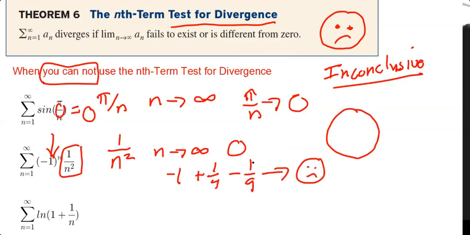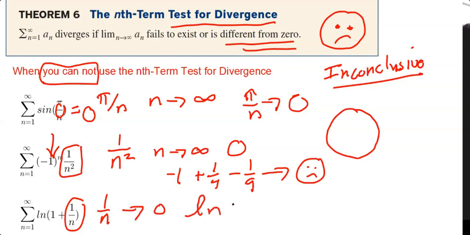They're positive and negative, fluctuating because of that -1 to the n, but they approach 0. So my limit of my nth term is not different than 0, is it? So again, this test cannot be used. That's why we have this title here. When you cannot use this test is when you have a limit of 0. Inconclusive. Okay. Ethan, 1 over n. See this piece right here? What does 1 over n do as we go to infinity? Goes to 0.